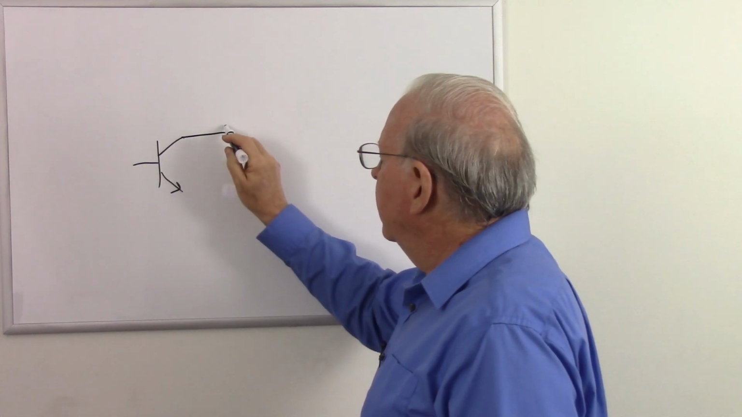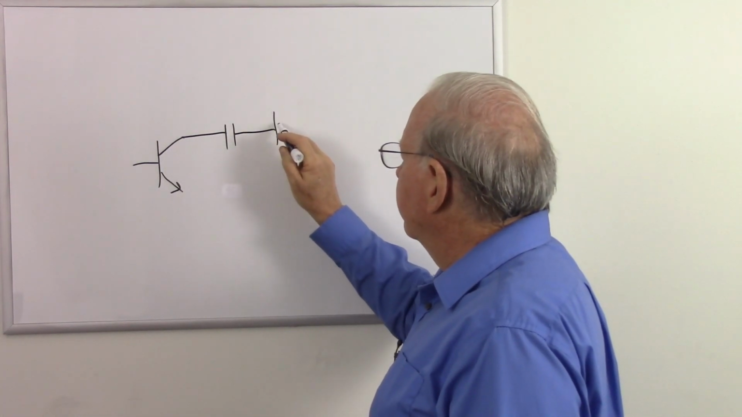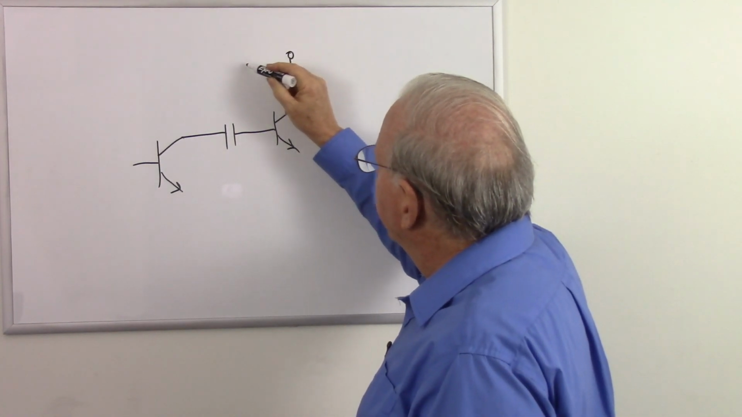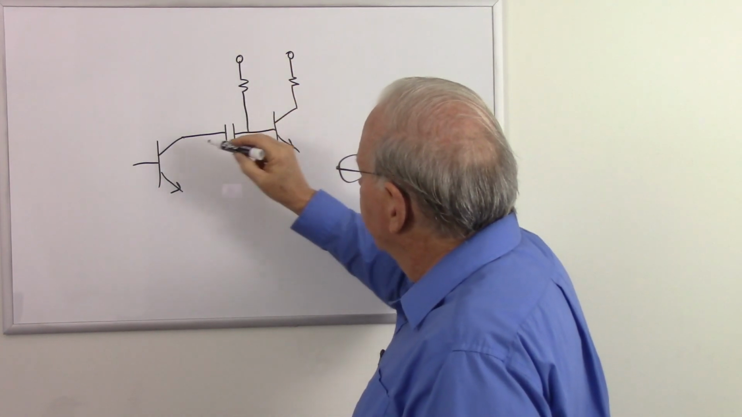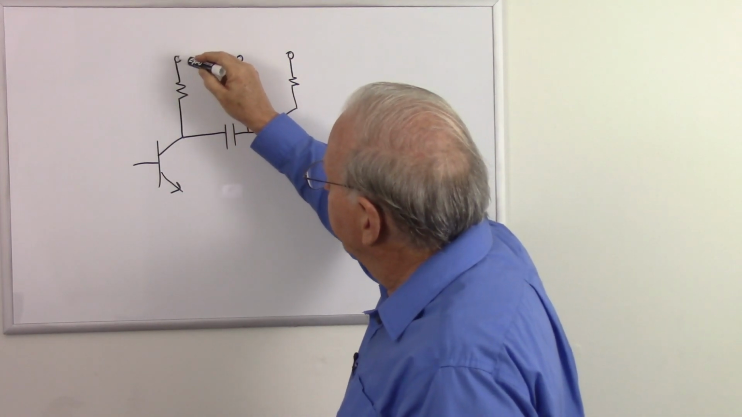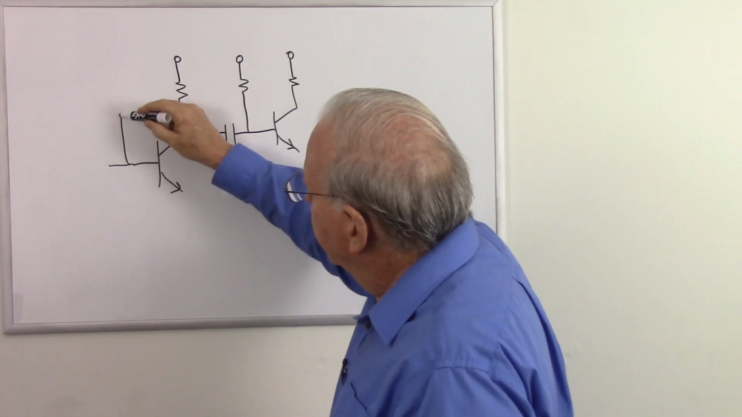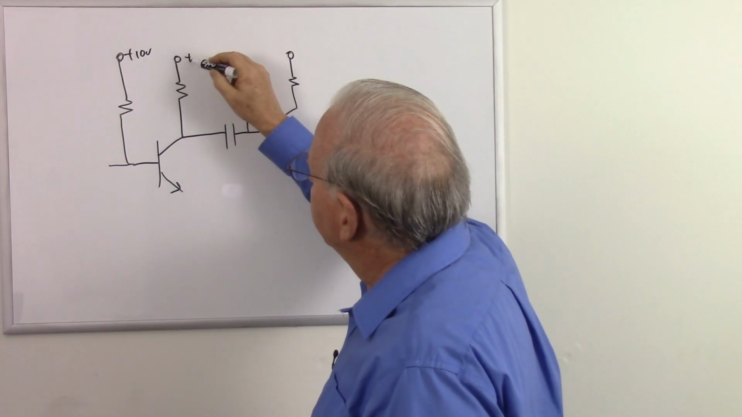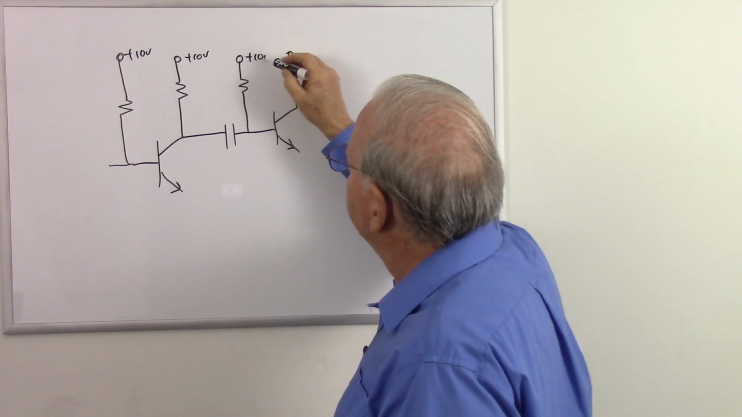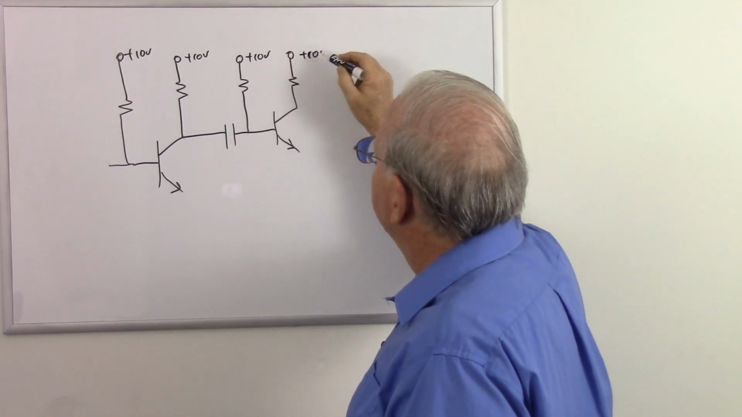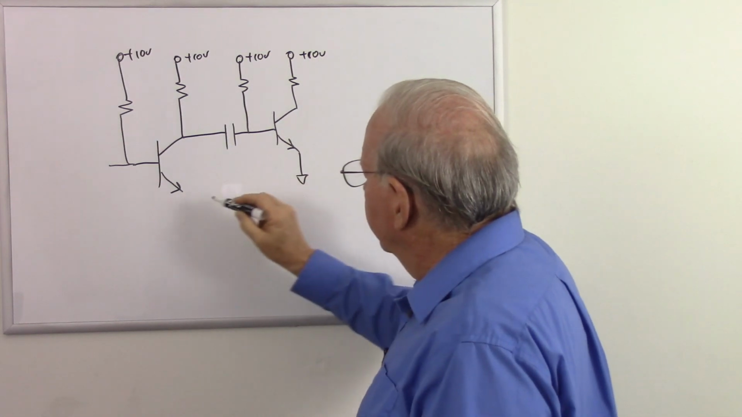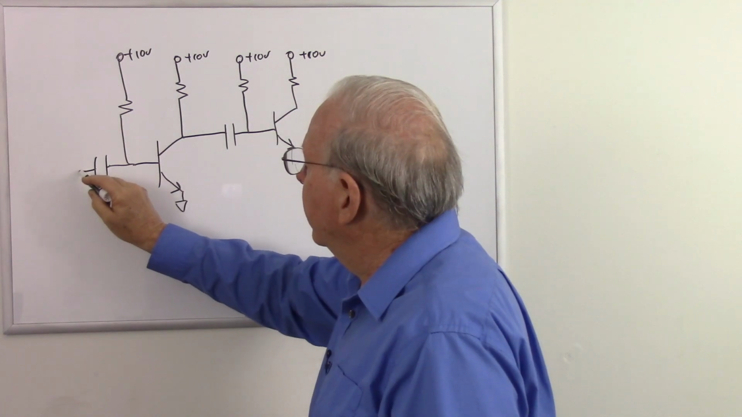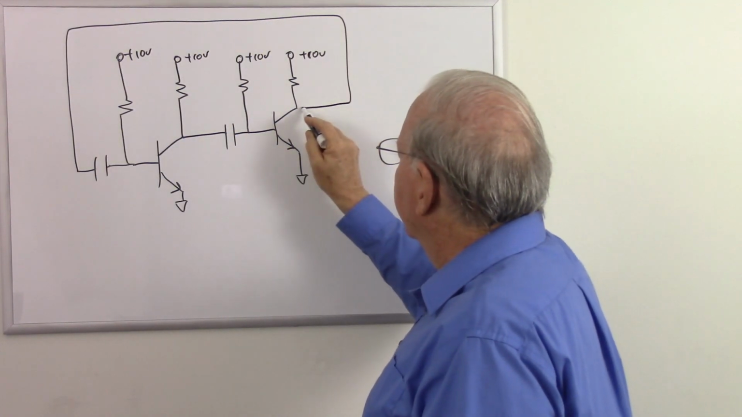transistor number 1, go through a capacitor to transistor number 2, collector resistor, bias resistor, collector resistor, bias resistor, and our obligatory plus 10 volts in each one of these. Each of these goes to ground. And we'll put our other capacitor there and bring this back to get our feedback.